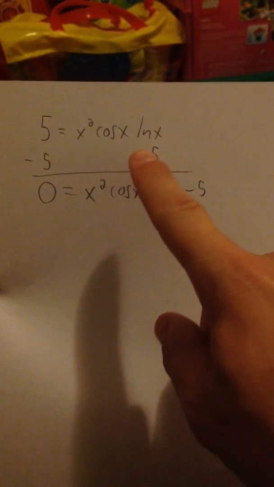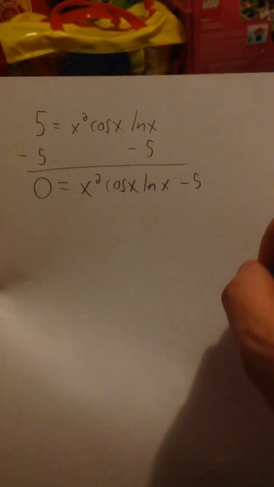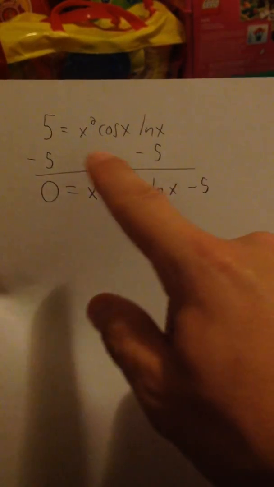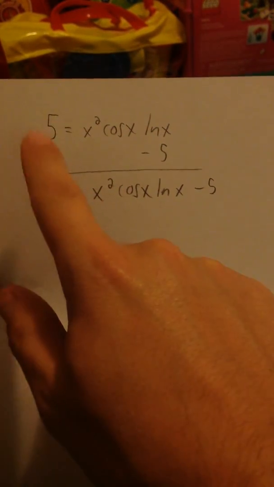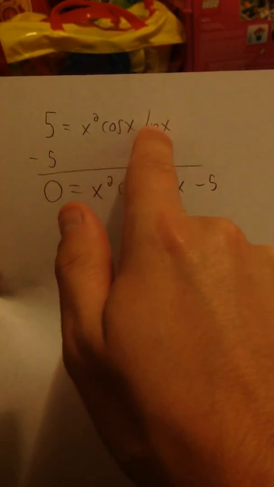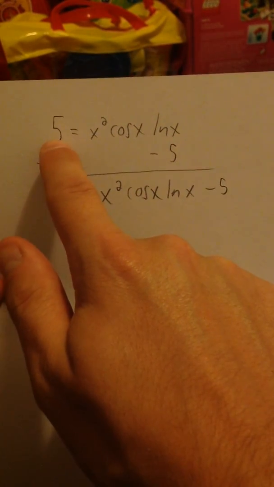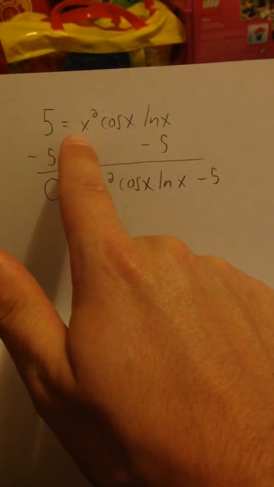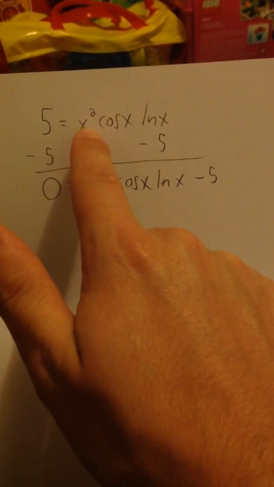Now, let's get back to what I wanted you to do. I wanted you to solve originally this equation, okay? 5 equals x squared cosine x natural log of x. With the intersection function, we're going to graph f1 of x equals x squared cosine x natural log of x, f2 of x equals 5, and we're going to find the intersection of those graphs. The x-coordinate would give us our answer.